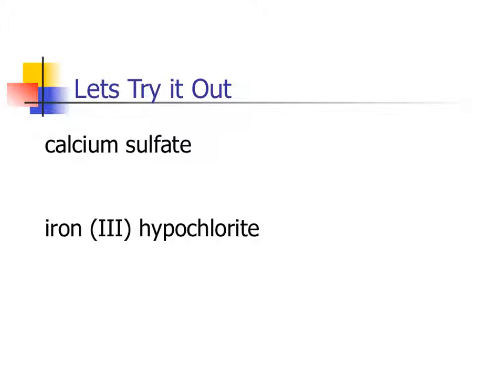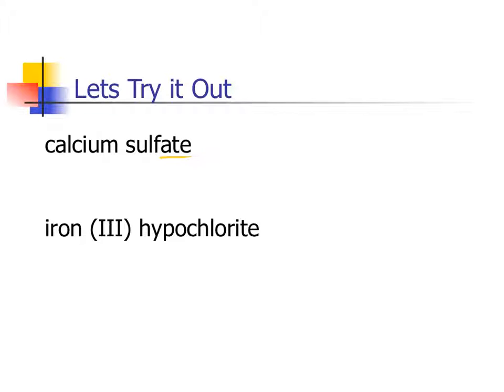Try a couple others out. Notice that we have something here. In this one, I can see that I have something interesting, and that is the ending of ATE. The ATE at the end indicates that I need to look on the back of my periodic table because that's a polyatomic ion.